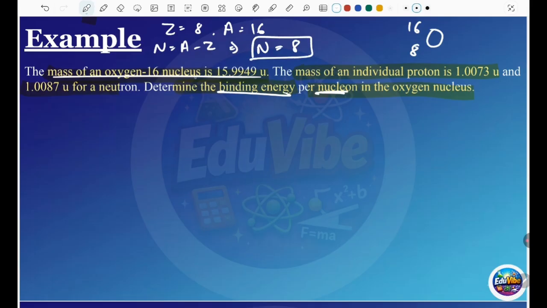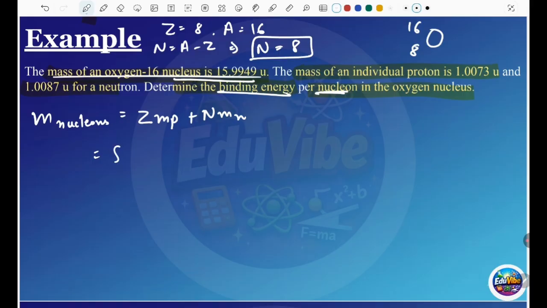Firstly, we have to find the mass of the nucleons, because the mass of the nucleus is given to us. The mass of the nucleons is equal to Z times the mass of the proton, plus N times the mass of the neutrons.